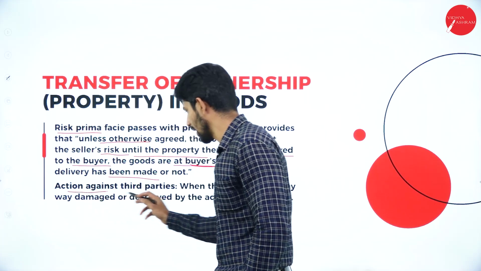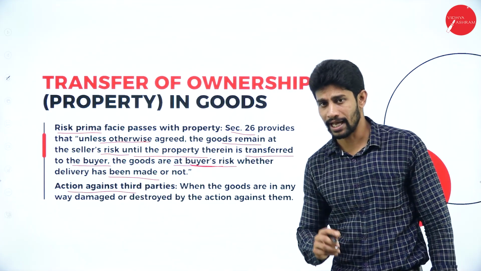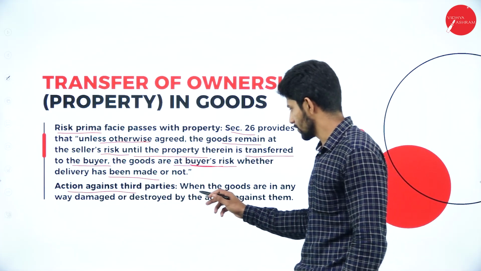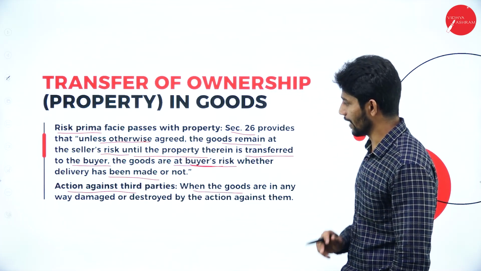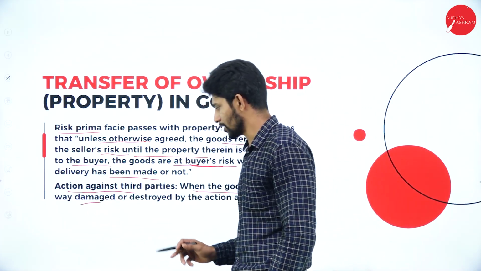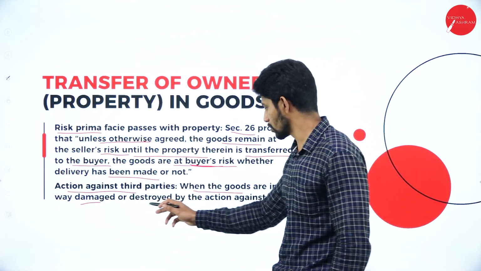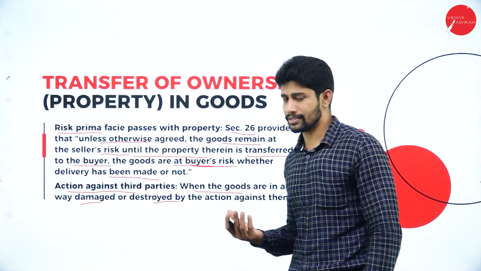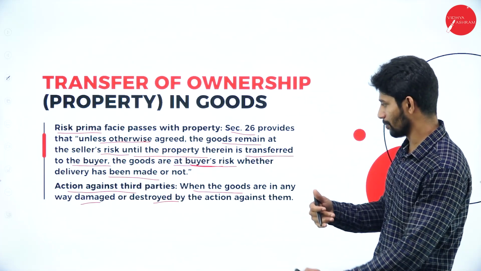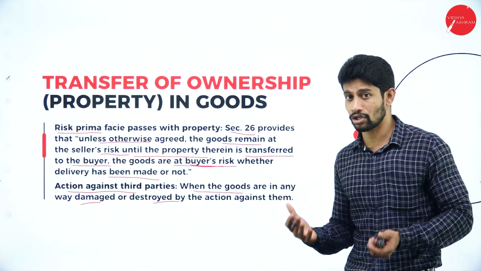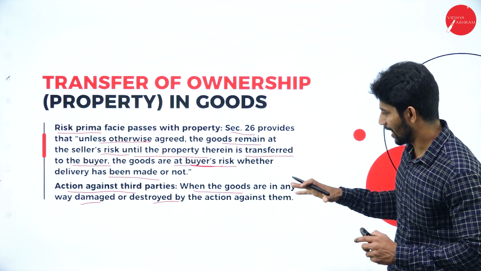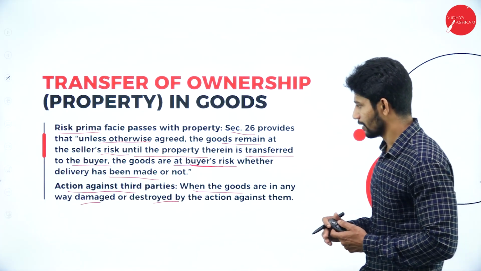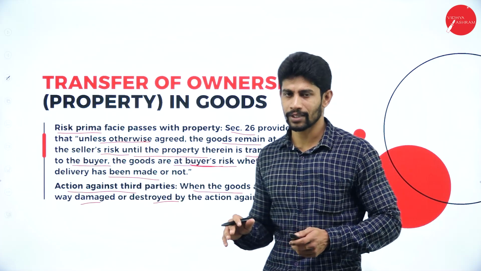Next, action against third parties. When the goods are in any way damaged or destroyed, in case the goods are transferred and, at the time of transferring, they are damaged or destroyed, then the action against the third party will be taken.